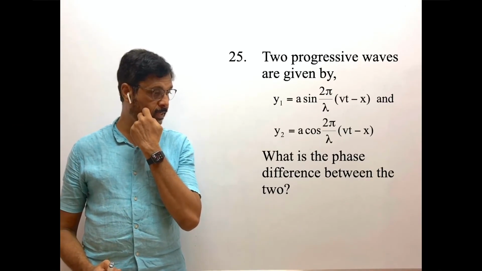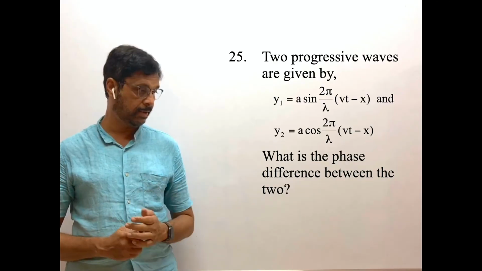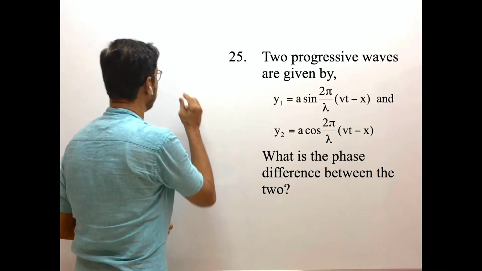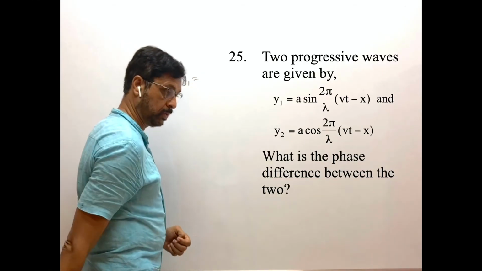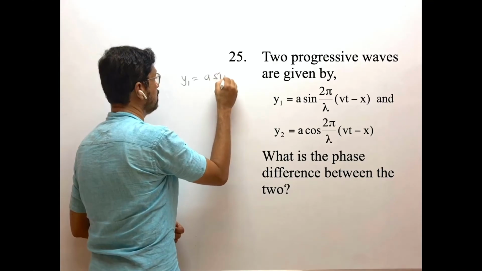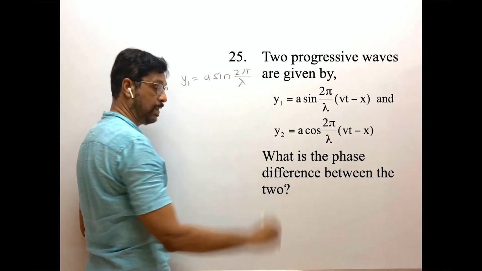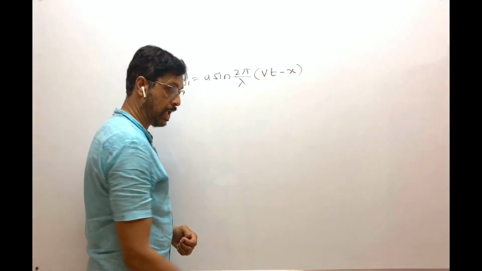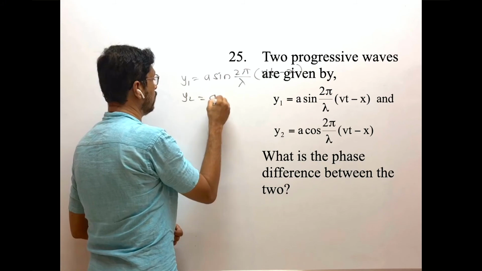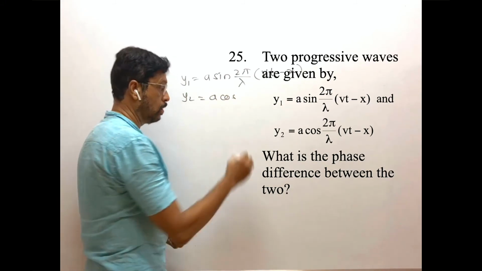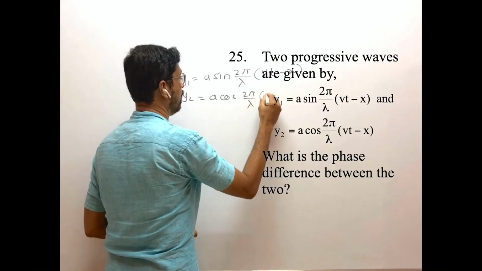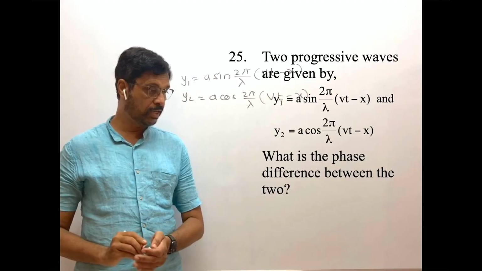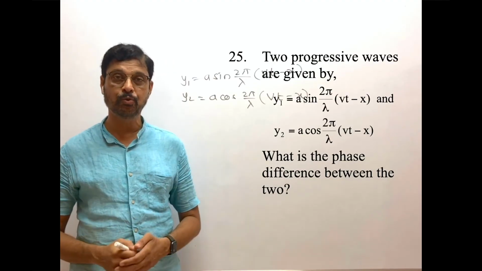Two progressive waves are given by, दो वेव्स की इक्वेशन दी हुई है. y1 is equal to a sine 2 pi by lambda vt minus x, and y2 is equal to a cos 2 pi by lambda vt minus x. Okay. What is the phase difference between the two?